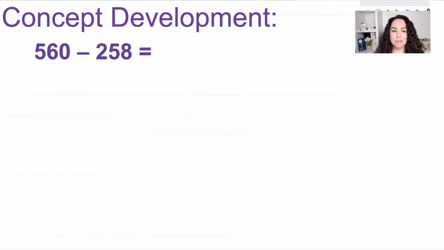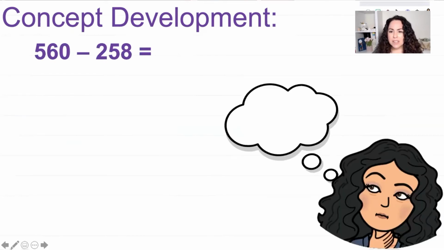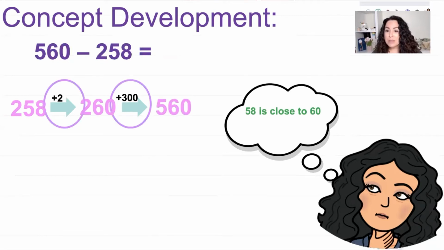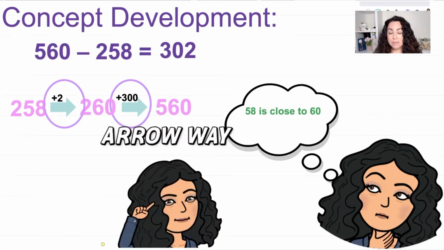Okay, let's look at this problem. 560 take away 258. Again, I'm looking at that 58 right there, and 58 is pretty close to 60. So I can do this the same way I did the other one, like 500 take away 200 and then 60 take away 58. Or I can also start at 258, and then I can make that 260, and then I can just jump to 560 right there. So if I put those numbers together with the arrow way, that leads me to 302, and that is the answer. So this is called the arrow way method, but you're still using your mental math skills.